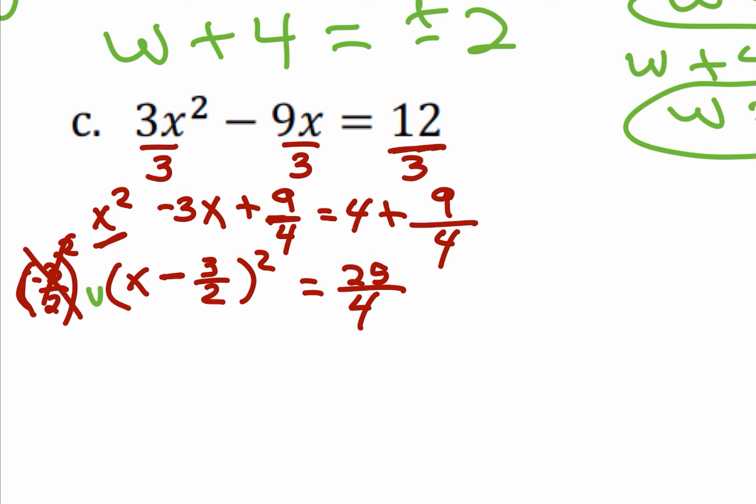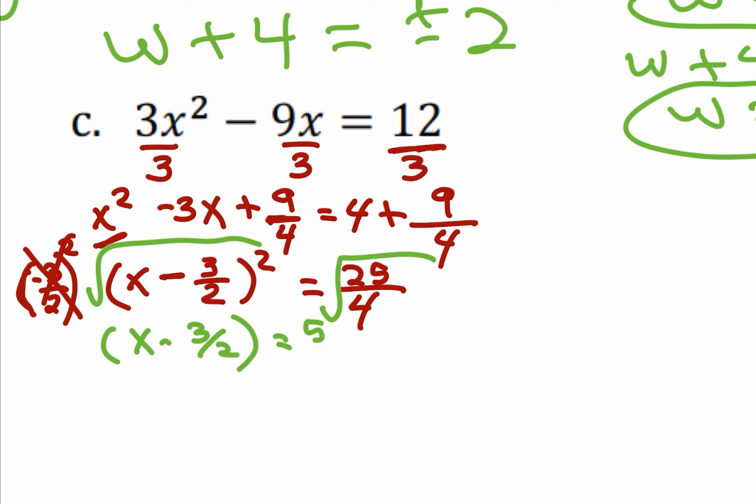All right, we're now going to take the square root of both sides. So what we get is x minus 3 halves equals, let's not forget that plus or minus the square root of 25 fourths, which is 5 halves. So now we have x equals, we're going to add the 3 halves to both sides. X equals 3 halves, positive 3 halves when you move it to the right because you're adding it to both sides, plus or minus 5 halves.